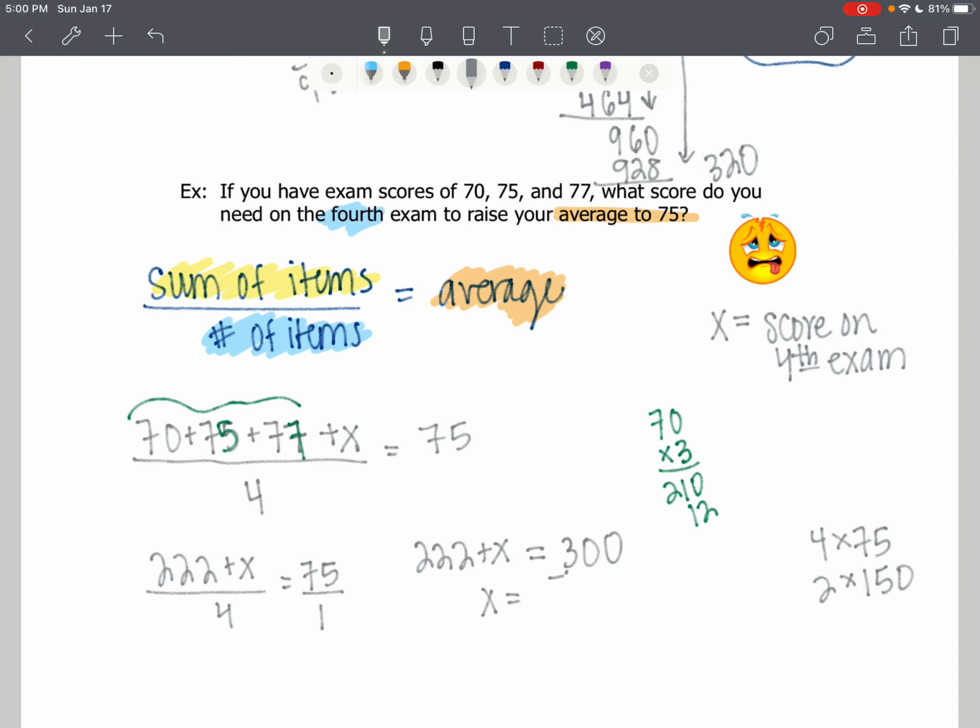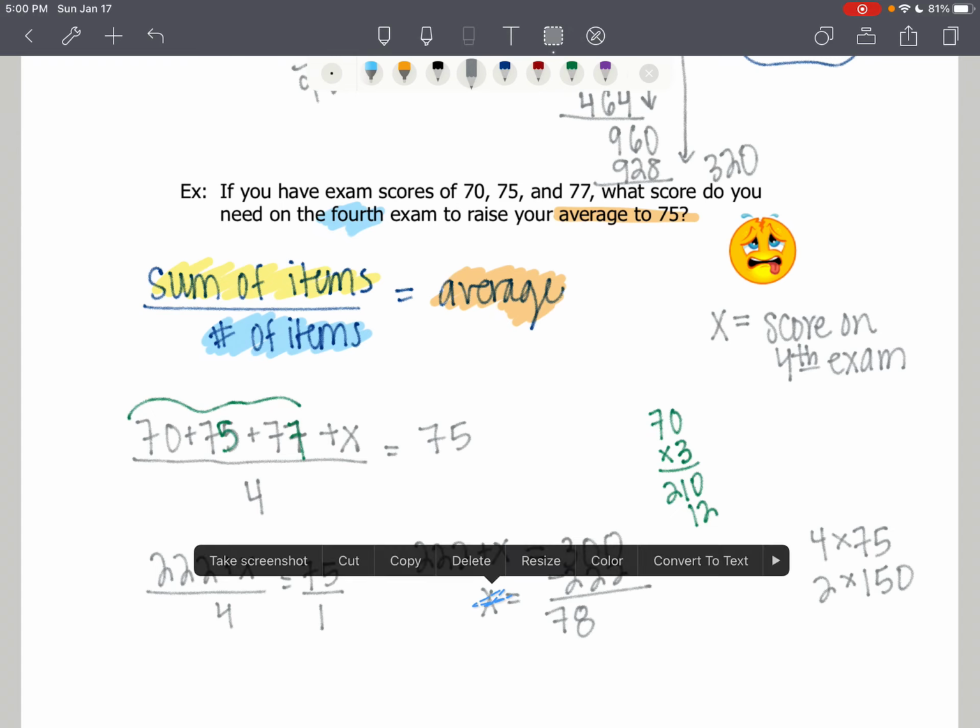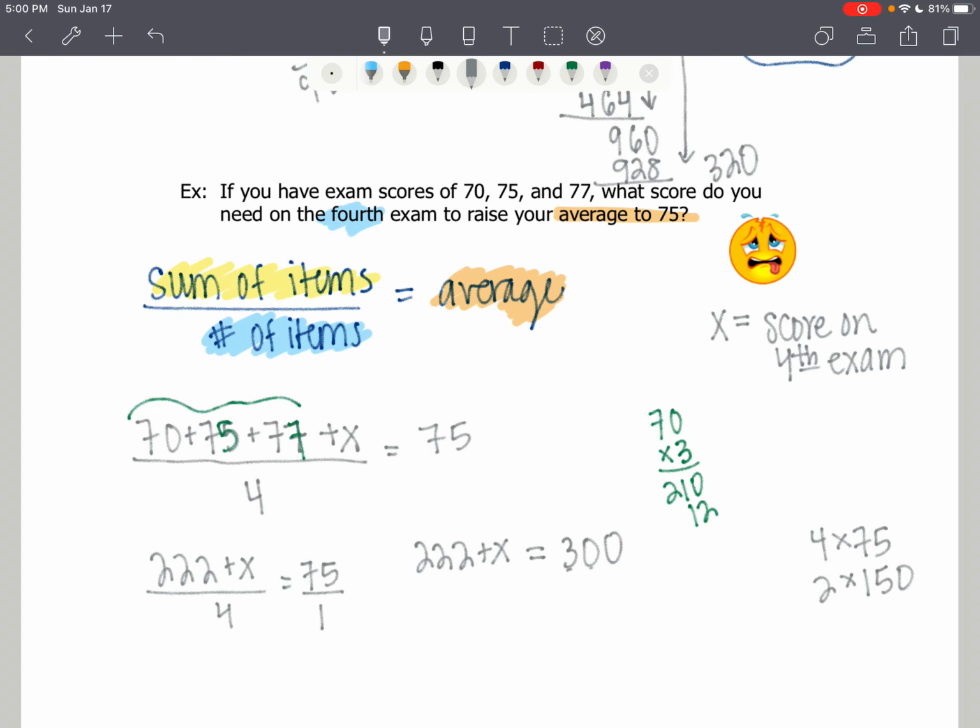Subtract 222 from both sides. I'm going to subtract 222 from both sides, and I get X equals 78. So the score on the 4th exam is 78.